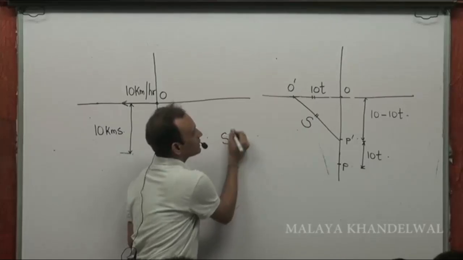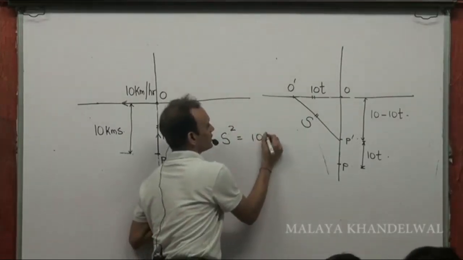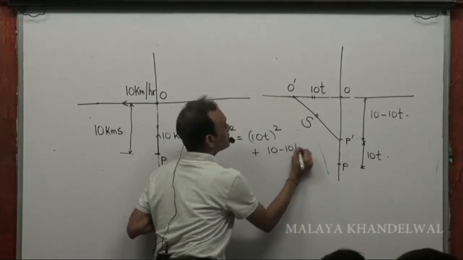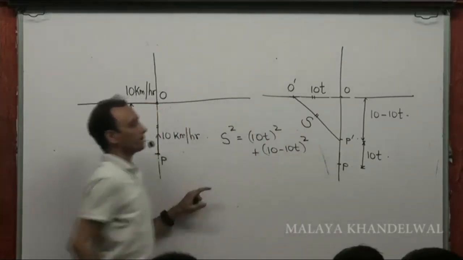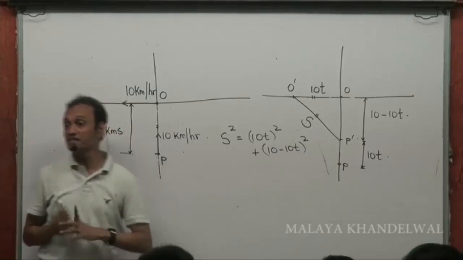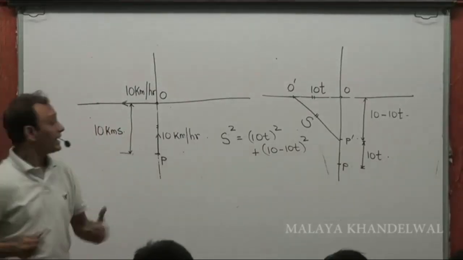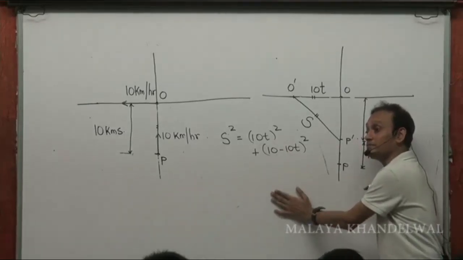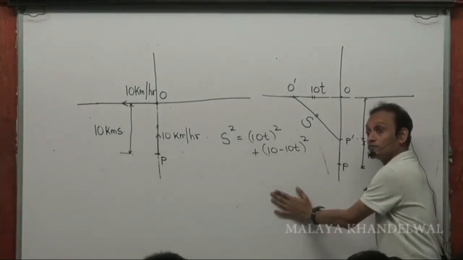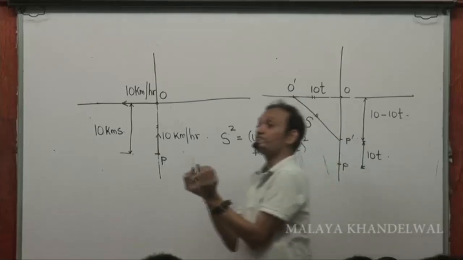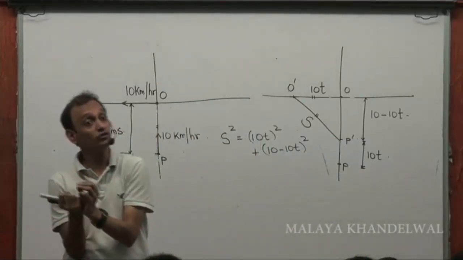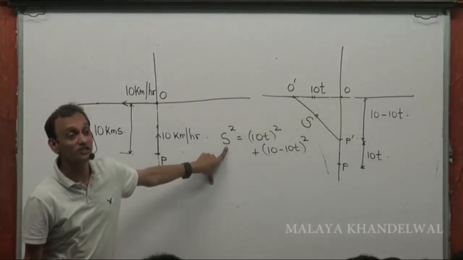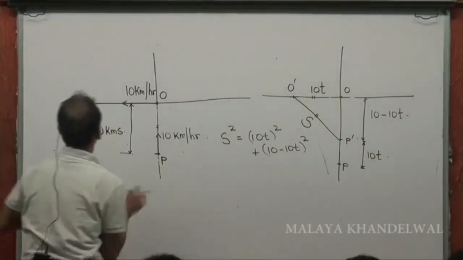And what is s squared? S squared is going to be (10t) whole squared plus (10 minus 10t) whole squared. That's the separation between the two particles t hours later. As t changes with the passage of time, the separation between the two particles will change. I now want to find a value of t for which s, the separation between the two particles, is the least. You know what I'm saying?